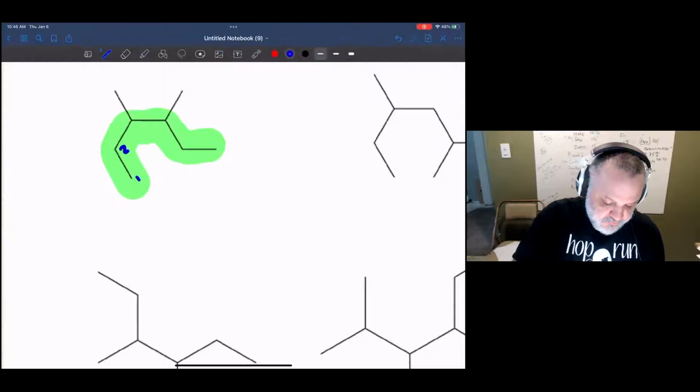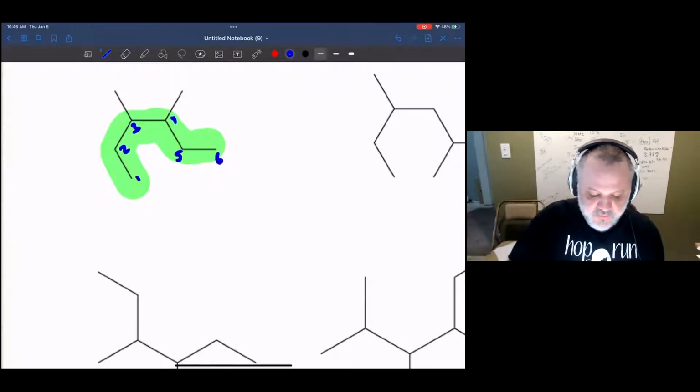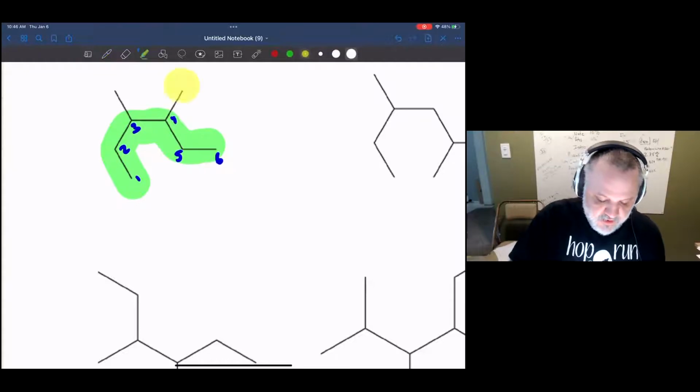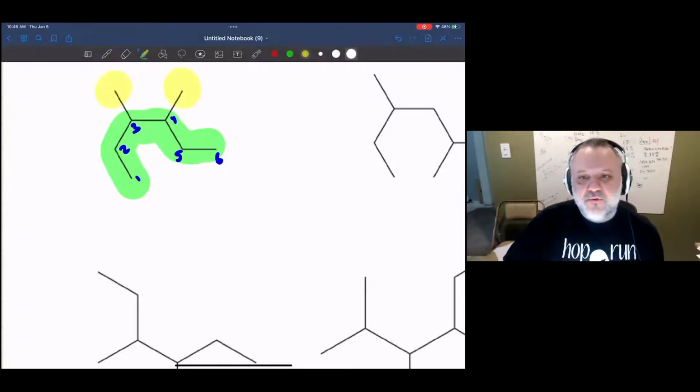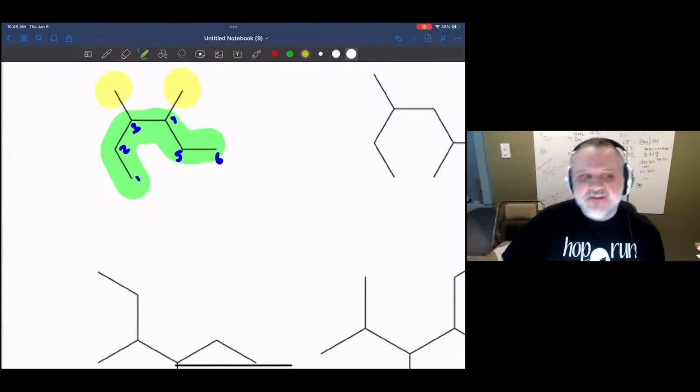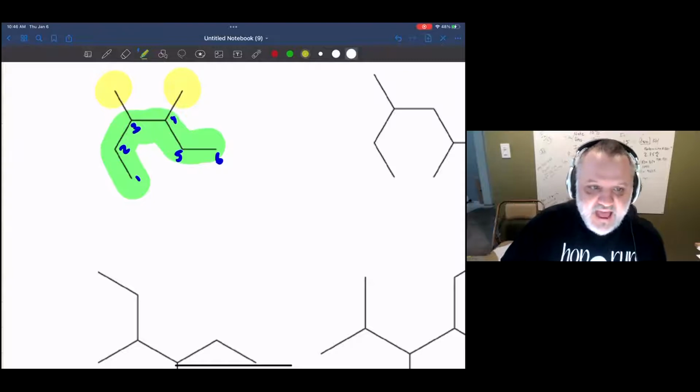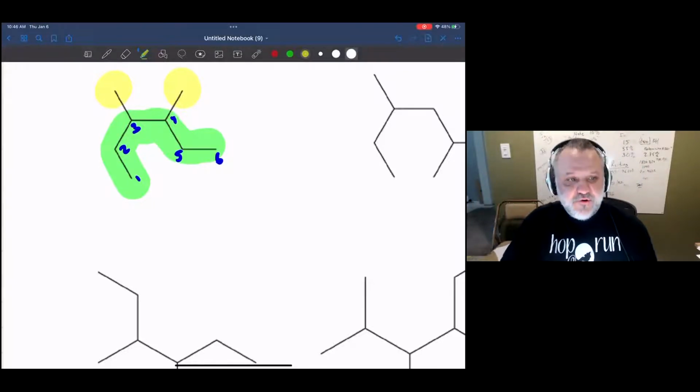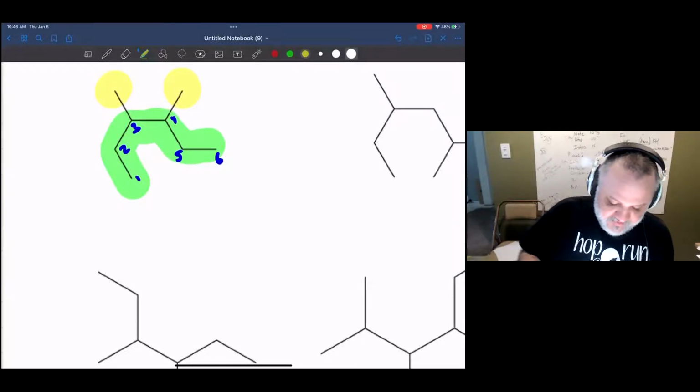So 1, 2, 3, 4, 5, 6. And the reason it doesn't matter which way we number it is because they're both methyl groups. In the case that they weren't the same substituent, we would pick the substituent that comes first alphabetically. So there is a hierarchy of rules that helps you break ties, but at the end of the day, once there is a tie, it doesn't matter. You can pick either direction.